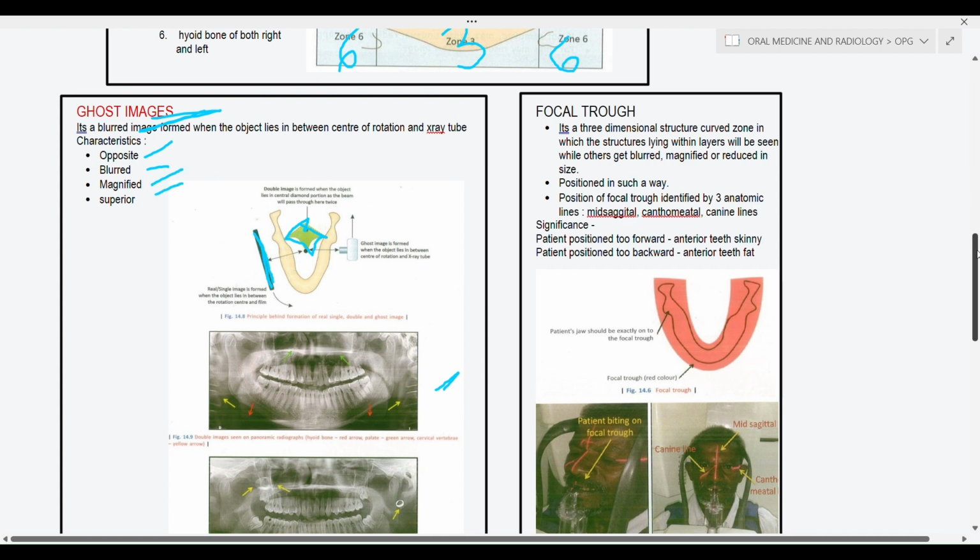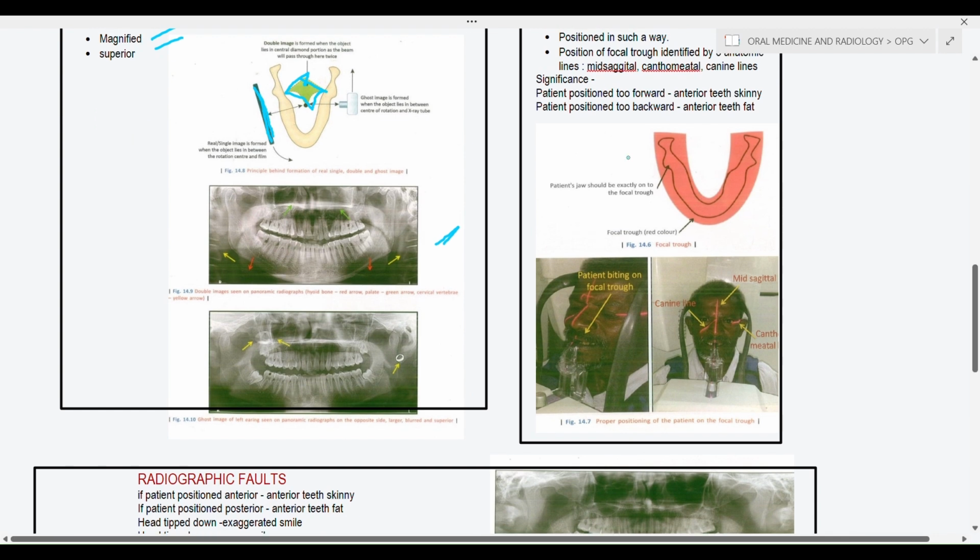Moving on to the characteristics of ghost images: opposite, blurred, magnified, and superior to the original images. Here are some examples of ghost images. You can see the metal earring in the left earlobe giving rise to a ghost image which is superior, blurred, and magnified in relation to the original image on the right, opposite side. I hope you are clear. And the above picture shows the double exposure of the hyoid bone.